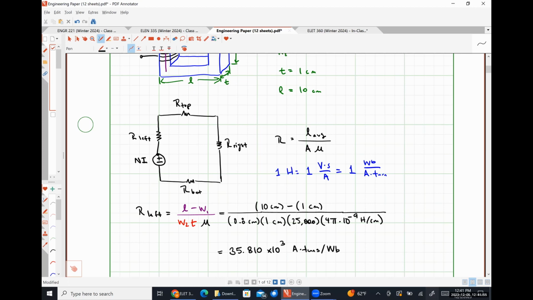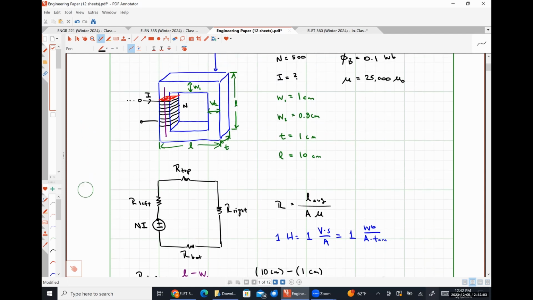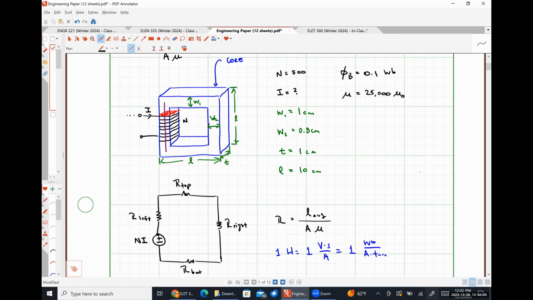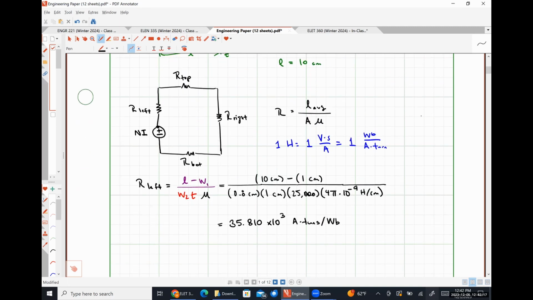Yes, Avery. Because mu is equal to 25,000 mu naught. And mu naught is 4 pi times 10 to the minus 9. So this guy right here is just the mu naught.